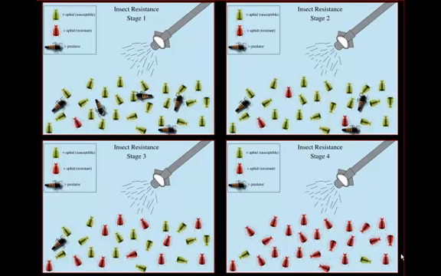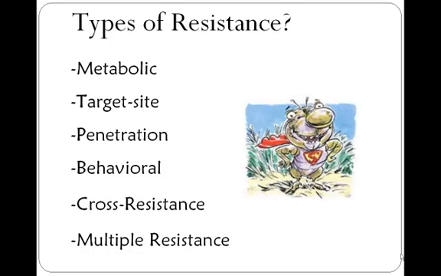But anyway, so you can see it. Then you apply again, and eventually you have a population that's pretty much resistant. And how you deal with this is pretty critical. So resistance isn't just resistance, of course. They have to make it more complicated. There are all kinds of different resistance.